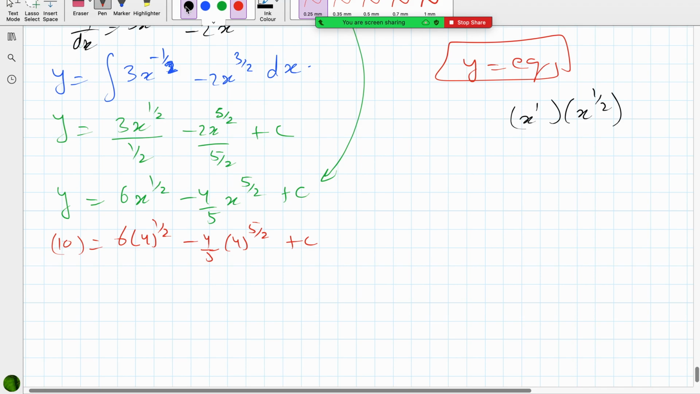Calculator is allowed, it is your choice. So 10, square root of 4 is 2, 2 six times is 12. Square root of 4 is again 2, 2 raised to power 5 is 32, and 32 into 4 divided by 5 is 25.6 with the negative sign plus c. So 10 minus 12 plus 25.6 is equal to c.